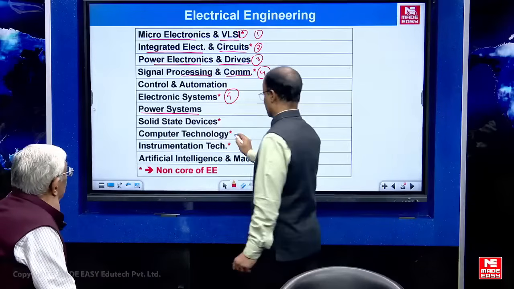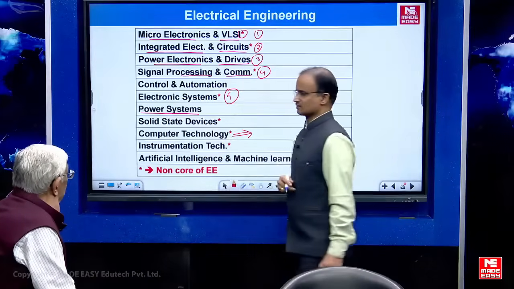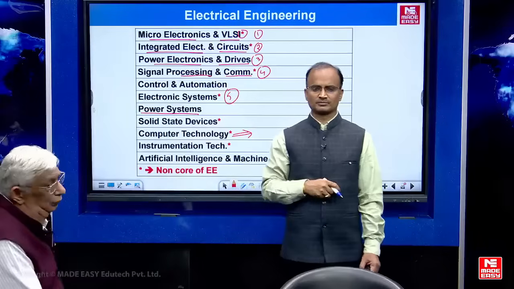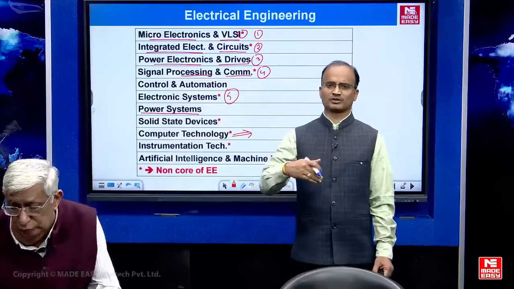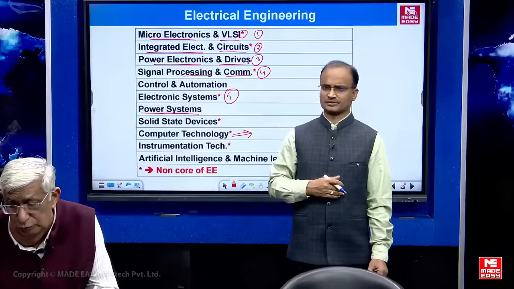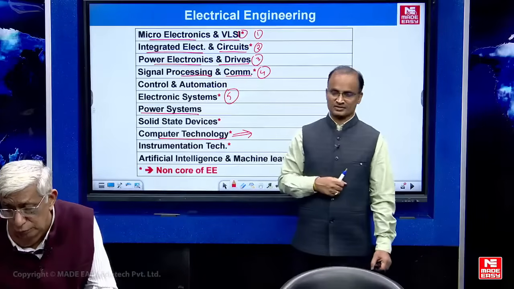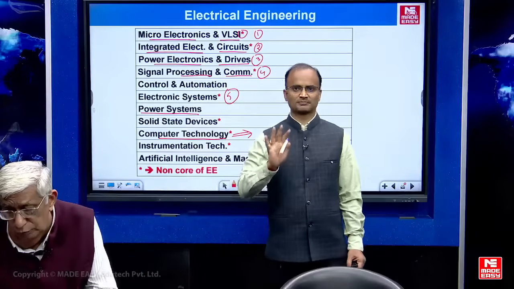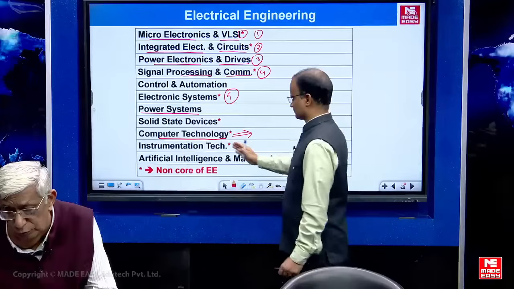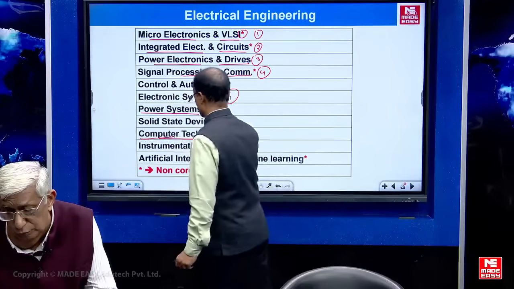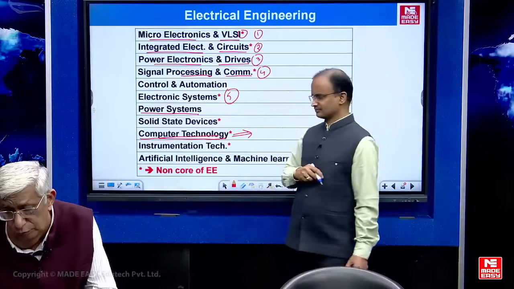But computer technology, what is needed for computer technology? If you have a good background in programming, if you have command over C language and data structures, you can go for this one. But the important point is you have to face the interview. If you have proper command of that, you can apply for this one also. From this one also you will get a good number of opportunities.